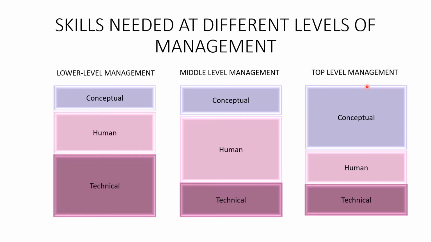While for the top level management, the most important skill is the conceptual skill, because you are the one who is going to do all the planning, the objectives, what the organization wants to fulfill, whether it's long-term planning and so on. So you need a little bit of human skill and technical skill. So different levels of manager need different skills. They all still need the same skills, but it depends on their position, whether they need the technical skill, human skill, or the conceptual skill the most.